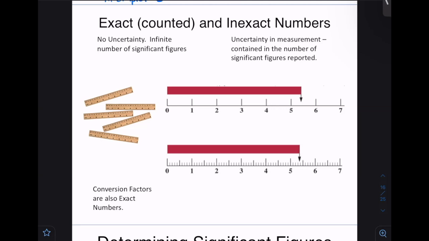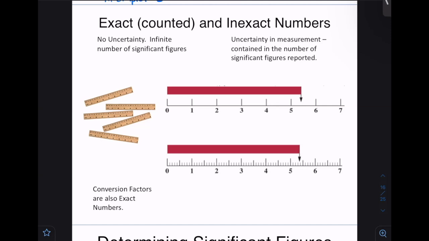I can see that there are exactly 5 rulers on this slide. If I spent the time to count how many of you are sitting here, I would be able to make that count exactly, assuming I don't mess up, right? So there's error in the mess up. But if I can count each one of you, that would be an exact number. There's no uncertainty in that determination. Whereas an inexact number has uncertainty attached to it.